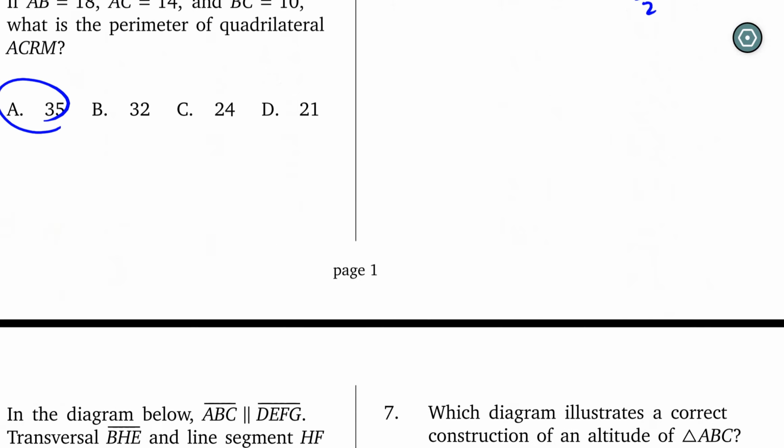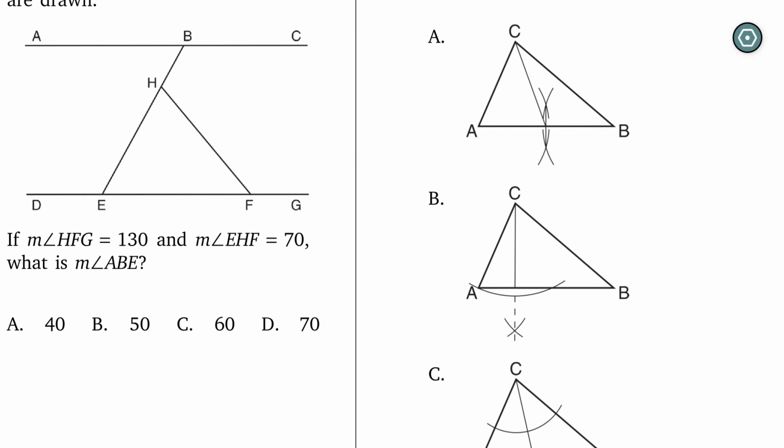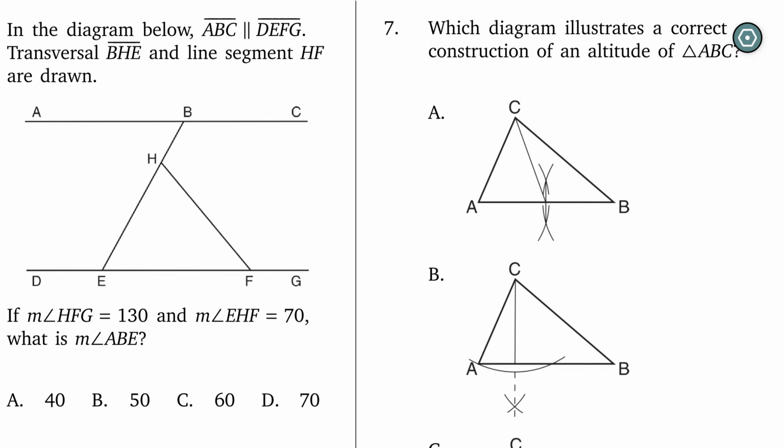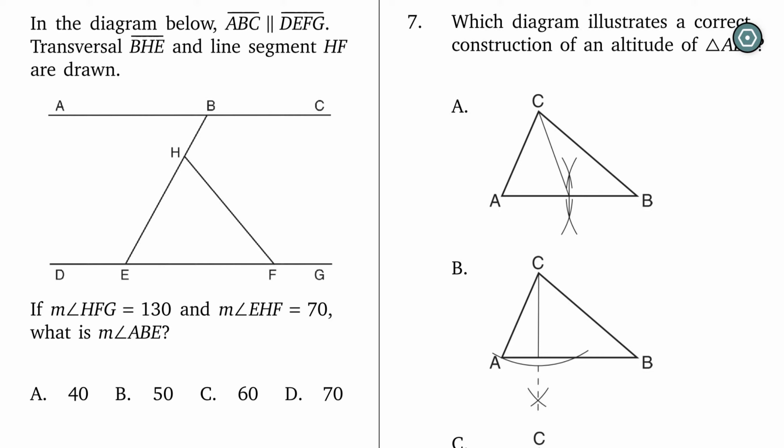All right, moving right along here. Number 5 tells us that we have parallel lines. Parallel lines, we're always looking for alternate interior angles. HFG is 130, that's on the outside. EHF is 70. And we can keep going to figure out what angle ABE is. One of the things I see is ABE is this angle here, which is the alternate interior angle here. So if I can find angle FEH, I then know angle ABE because they're the same size.